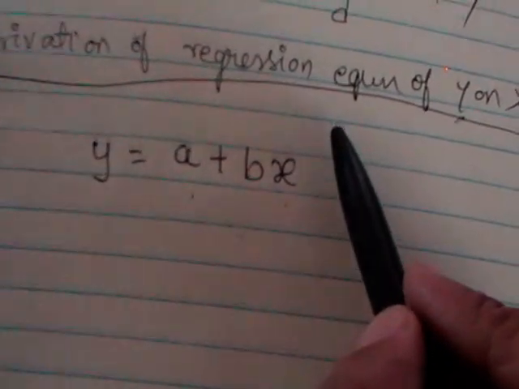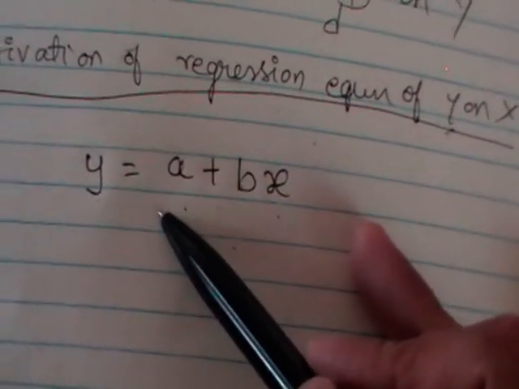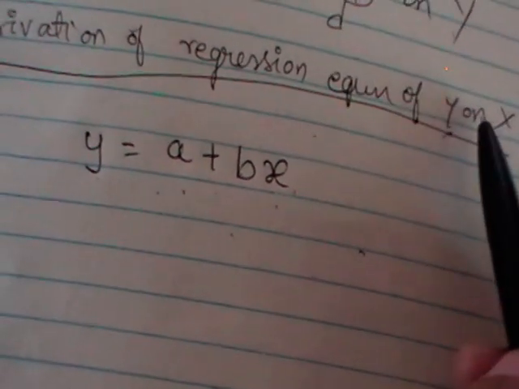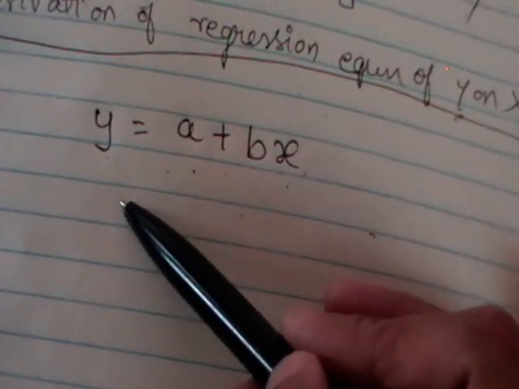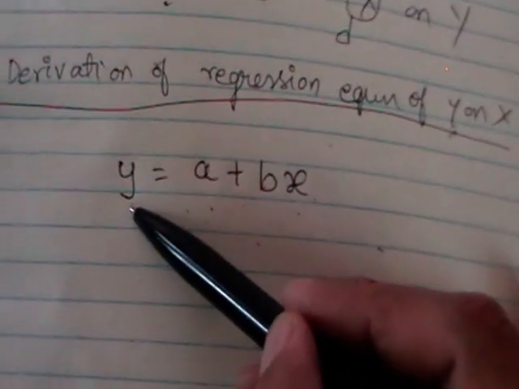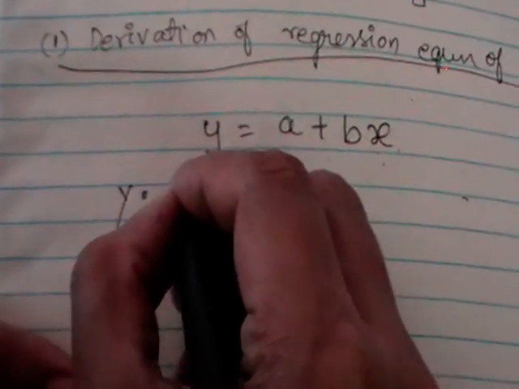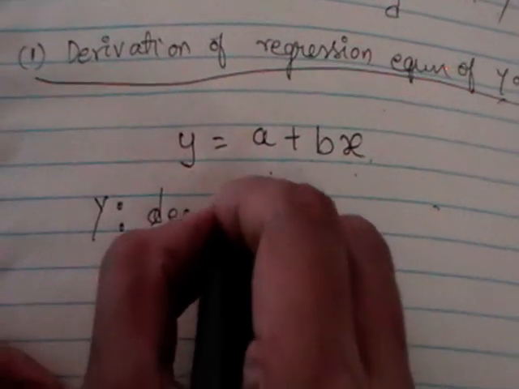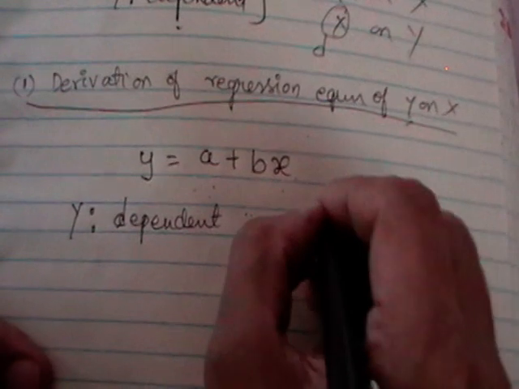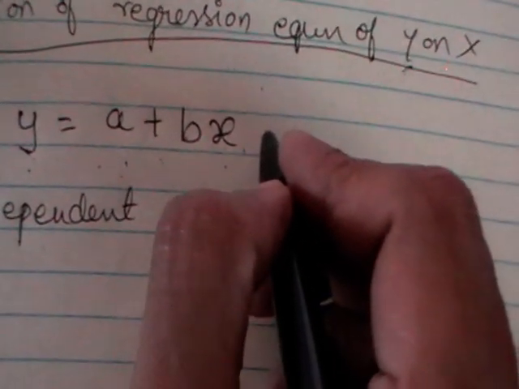So how many lines will you have? Y on x and x on y. If it is y on x, the regression equation is y is equal to a plus bx. If it is x on y, you will start with x is equal to a plus by. So what are the two variables here? As I said, the left hand side variable is called the dependent variable. Here y is the dependent variable and x is the independent variable. Left hand side variables are dependent, right hand side variables are independent.